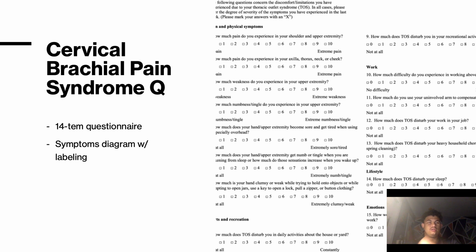Syndrome Questionnaire. It's a 14-term questionnaire. Again, it goes over symptoms, and it has a diagram with labeling. So the questions ask the patients how to rate the performance of the activities and how it would aggravate their symptoms, or if they would need to modify the activity in order to achieve the desired results.